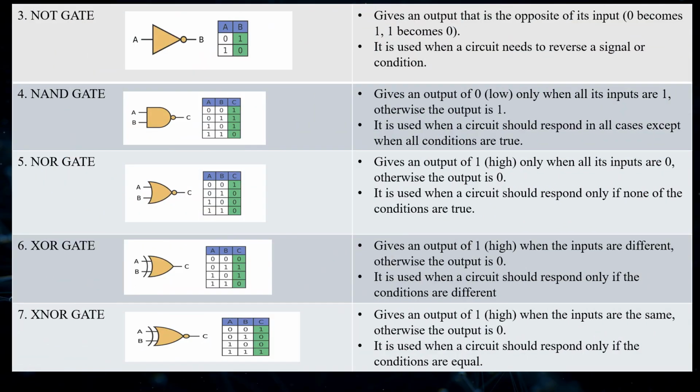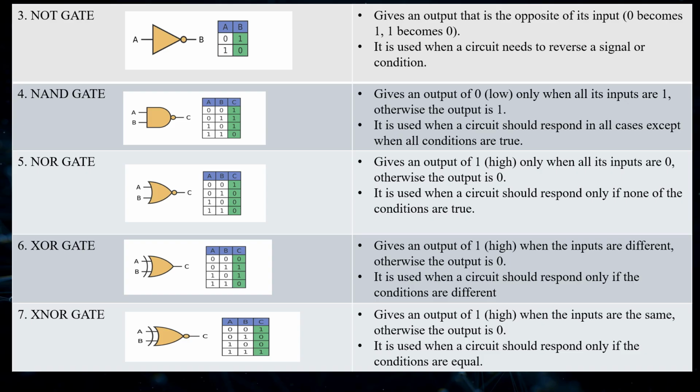Now let's look at some other types of logic gates. A NOT gate is an inverter. It has only one input and gives the opposite output. If the input is 1, the output is 0. If the input is 0, the output is 1. A NAND gate is the opposite of the AND gate. It gives an output of 0 only if all inputs are 1. Otherwise, its output is 1.